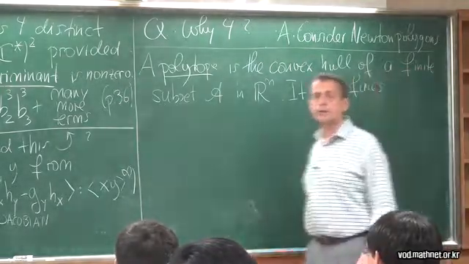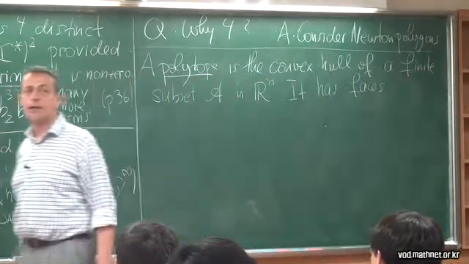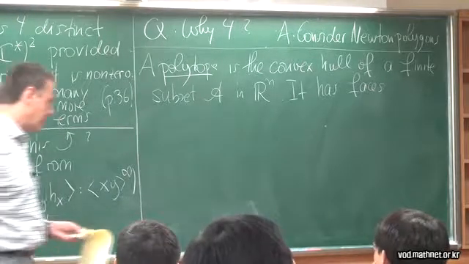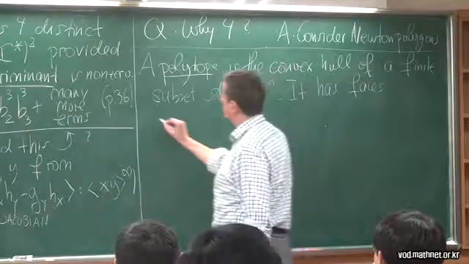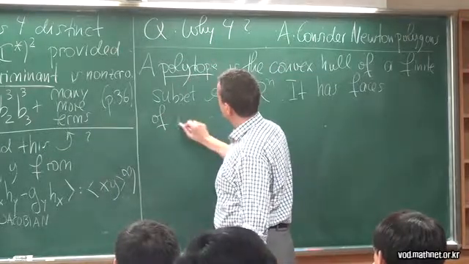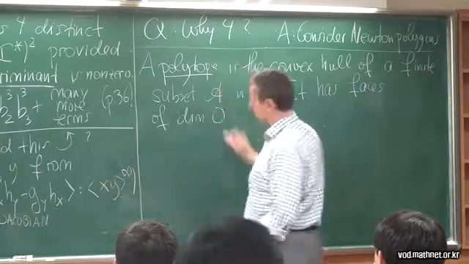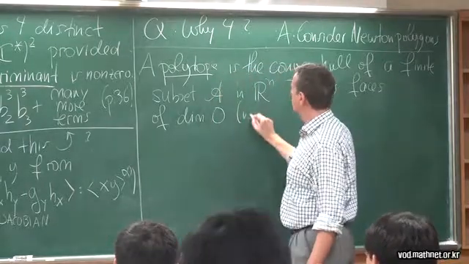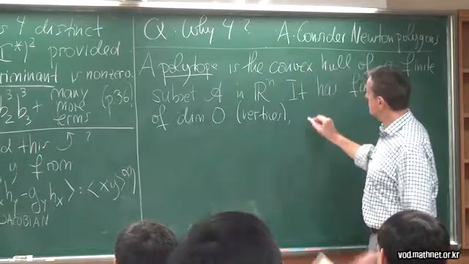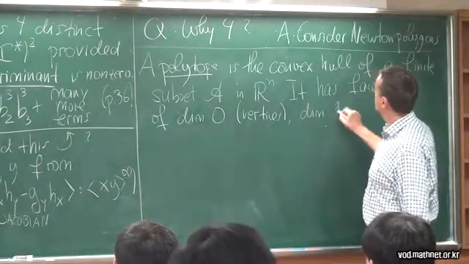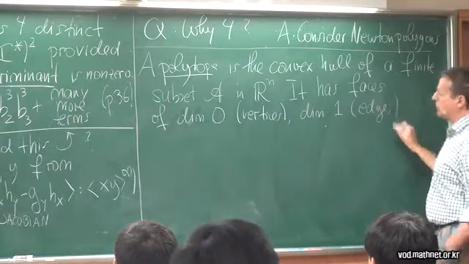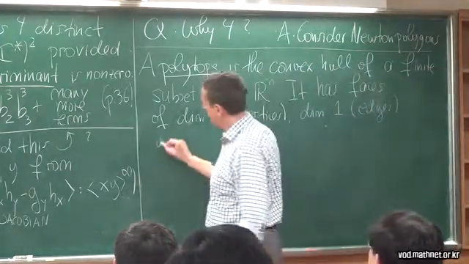A face of a polytope is a subset at which a linear functional attains its minimum. And these faces can have various dimensions. They themselves are polytopes. So they can be of dimension 0. Zero-dimensional faces are called vertices. They can be of dimension 1. One-dimensional faces are called edges of the polytope.